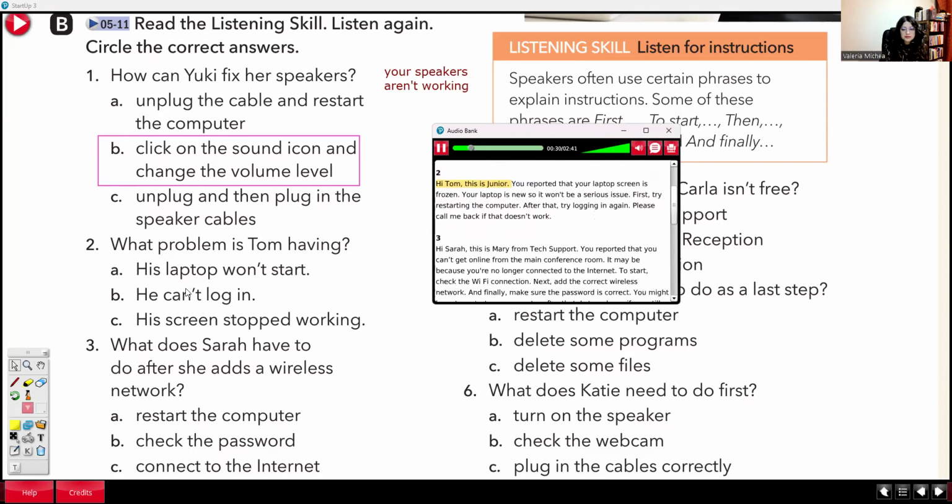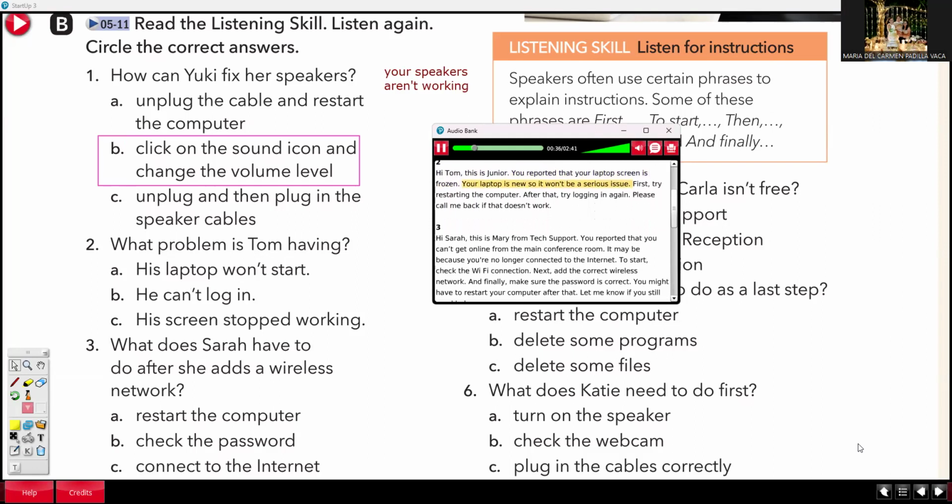Hi, Tom. This is Junior. You reported that your laptop screen is frozen. Your laptop is new, so it won't be a serious issue. First, try restarting the computer. After that, try logging in again. Please call me back if that doesn't work.